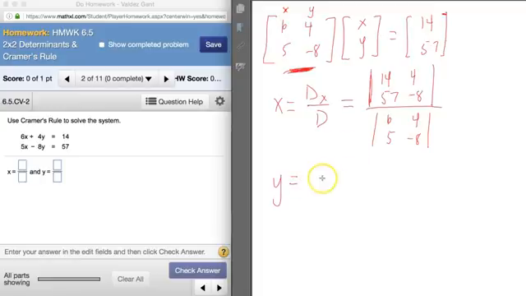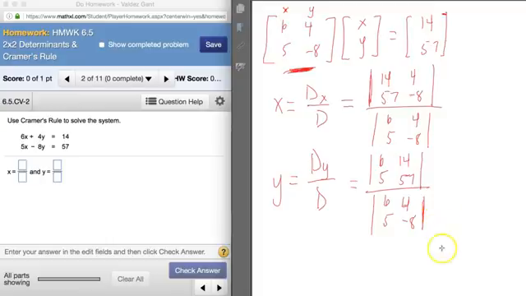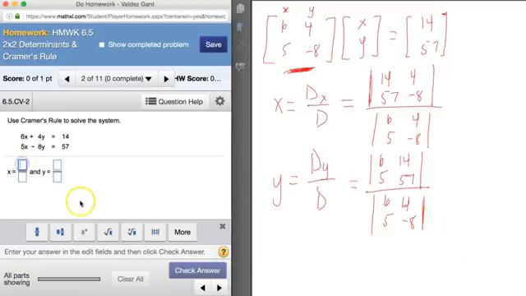For the y variable, we would do the same thing, but now we would stick the answer column matrix into what y is. And so in place of this 4 and this negative 8, instead of keeping the 4 and the 8 there, we would have 6, 5, and then 14, and 57. And then after that, of course, the determinant of the coefficient matrix is still the same. And so that is what this is asking us to do here.